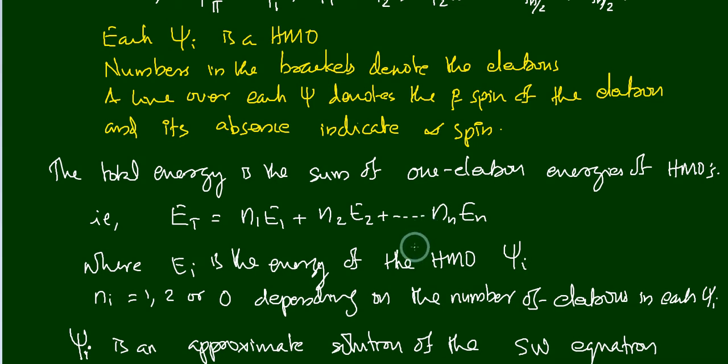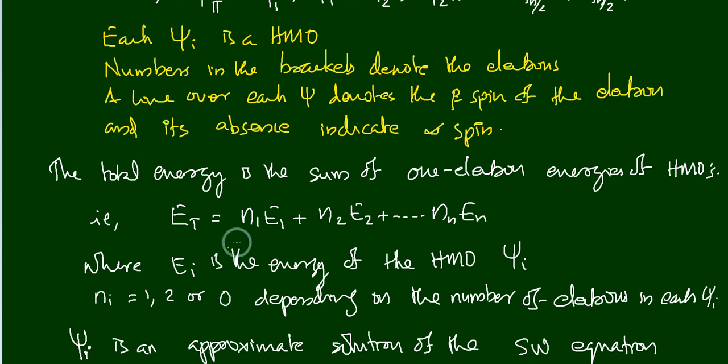And what are the possible values of N1, N2, N3, etc.? Any Ni can have only three values: 0, 1, or 2. If it is 0, it means that orbital is not occupied by any electron. If it is 1, the orbital is occupied by one electron. If it is 2, the orbital is fully occupied, since the maximum number of electrons in an orbital is 2. So Ni can be 0, 1, or 2, corresponding to the number of electrons in each psi i.